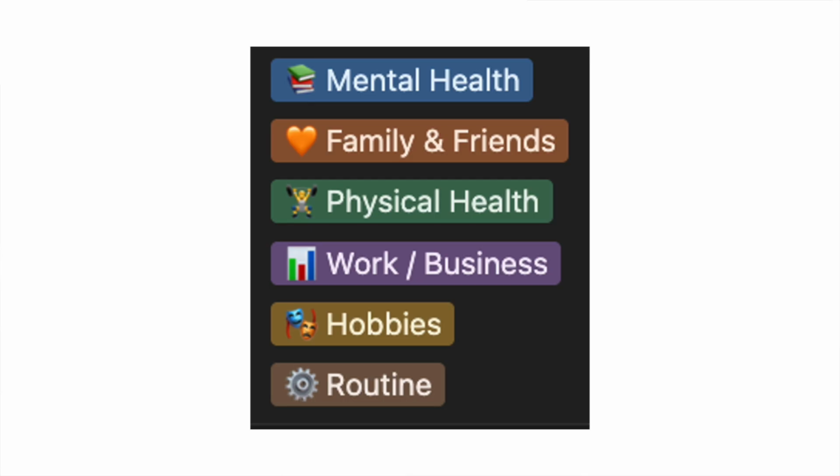Third component of the system, 6 life areas. It's a very simple thing. You see all the cards here in this Kanban, they have different colors. It looks just beautiful, but it also has a meaning. The meaning is quite simple. Whenever I create a task, I add it to one of the 6 life areas. And they are mental health, family and friends, physical health, work and business, hobbies, and routine. Whenever I create a task, this task always falls into one of those categories.